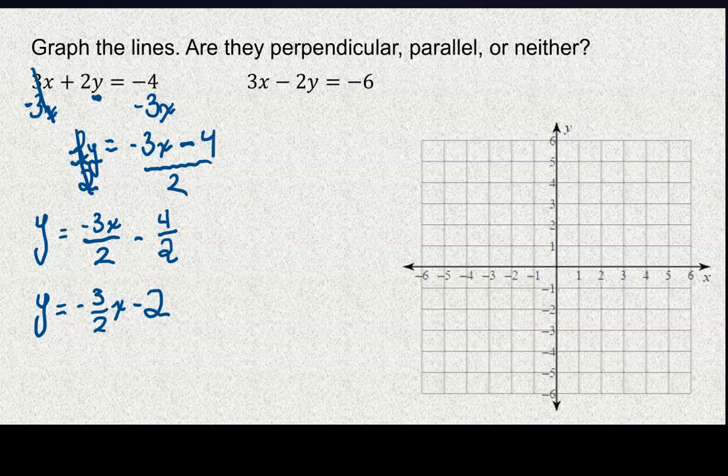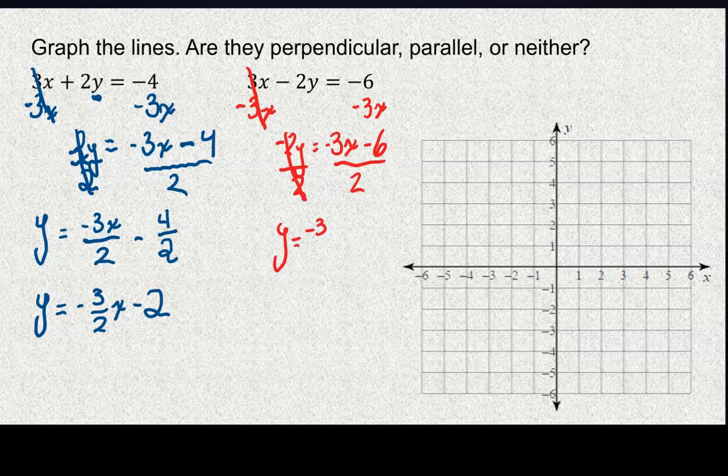Now I'm going to do the next one. Okay, same thing here. So I'm going to subtract the 3x from both sides. These will not go together. Then I'm going to divide the 2 into both of these terms. So I am going to end up with negative 3 over 2x minus 3. And now it's time to graph them.